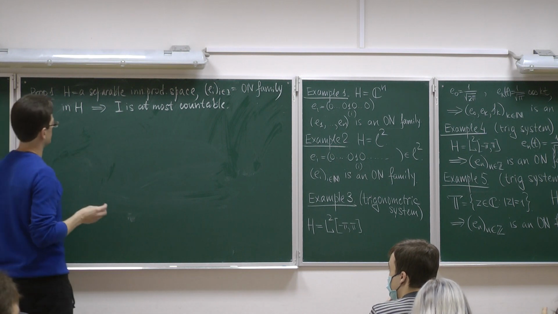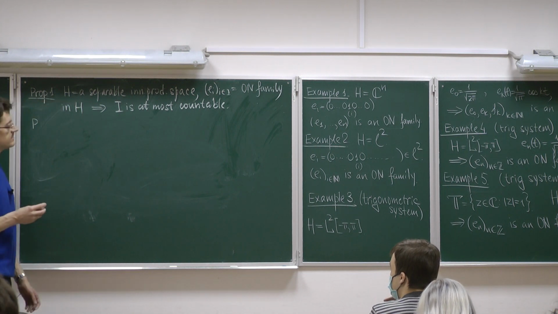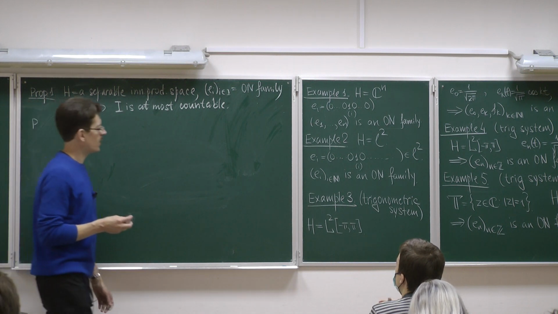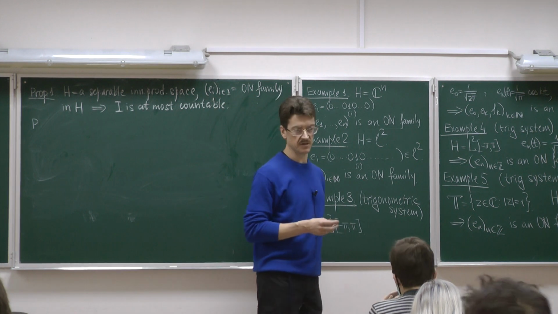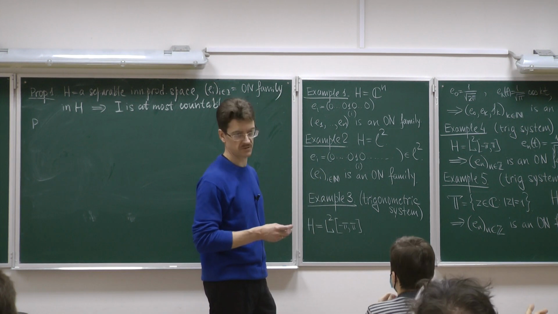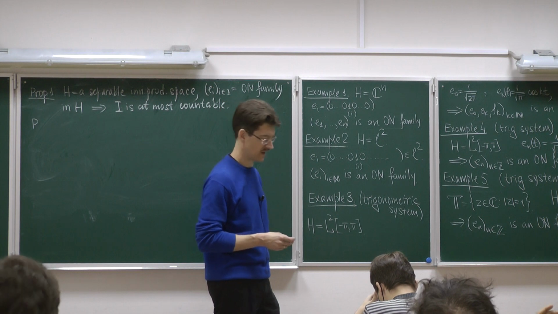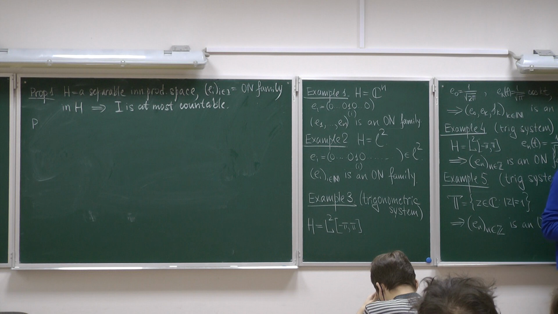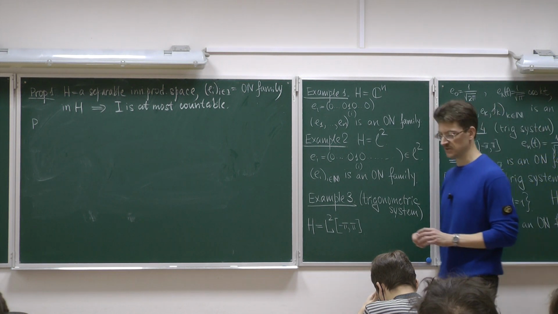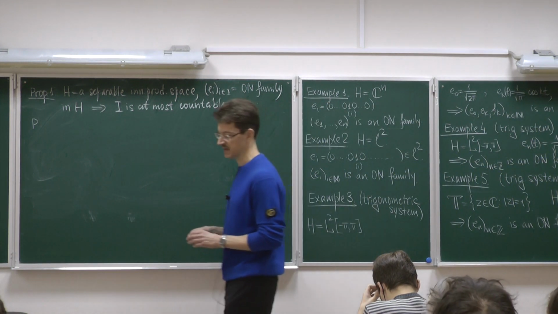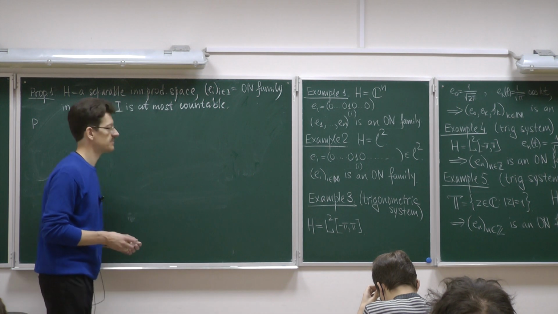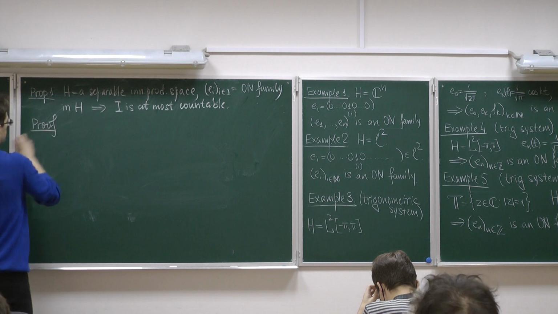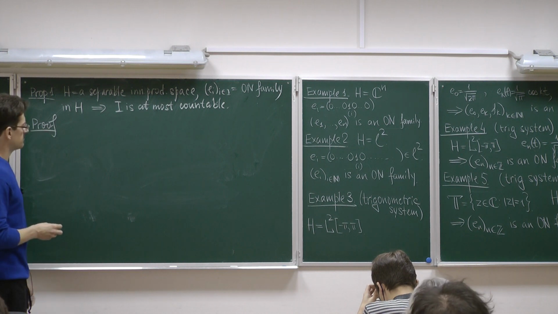Excuse me, why can we just say that they are all linearly independent? Well, they will be automatically linearly independent because of the orthogonality. I should maybe have said that, but this is a simple exercise: a family of non-zero orthogonal vectors is automatically linearly independent. Okay, so why is it at most countable?